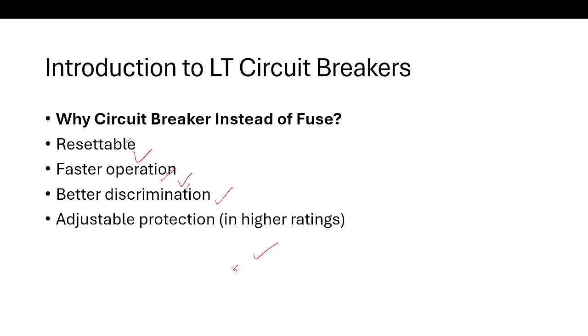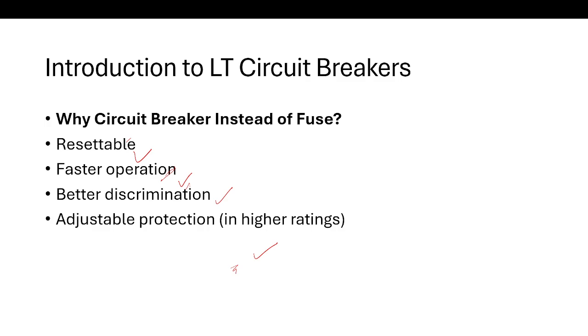In a circuit breaker, you can adjust many settings, especially in MCCBs and ACBs, not in normal MCBs. In MCCBs and ACBs, you can adjust the long time overload setting, short time delay, instantaneous trip current, ground fault protection, and sometimes there are electronic programmable curves also.